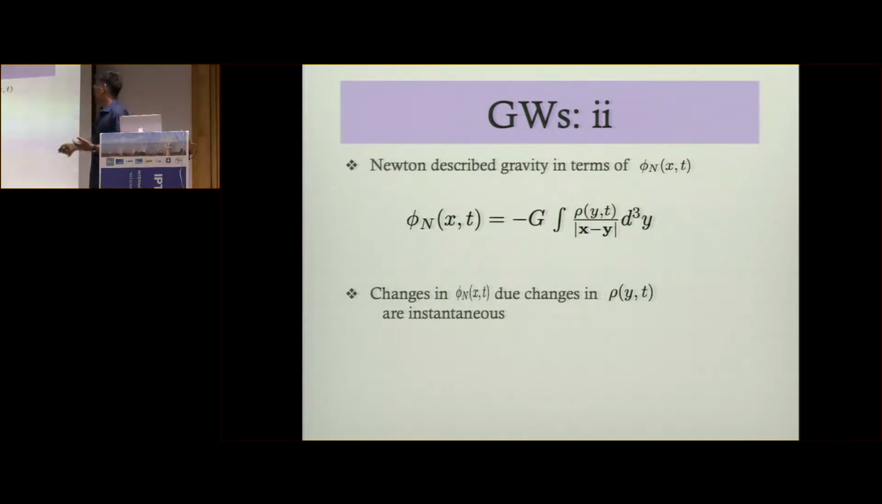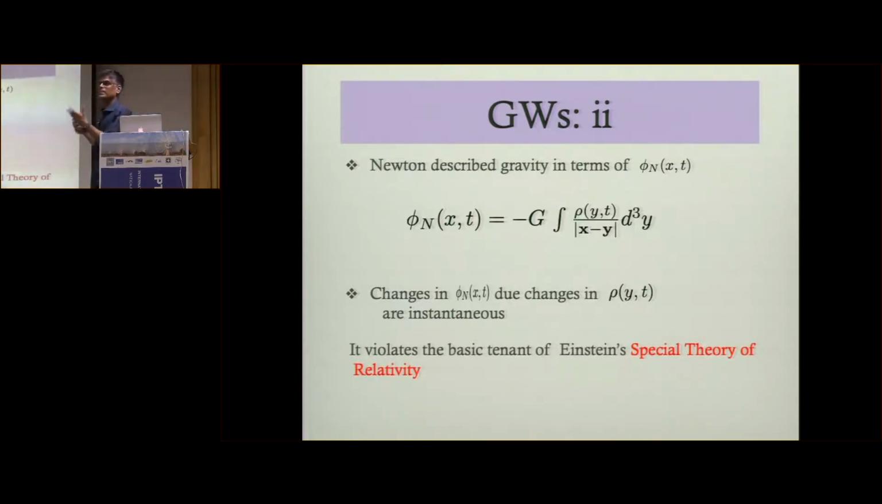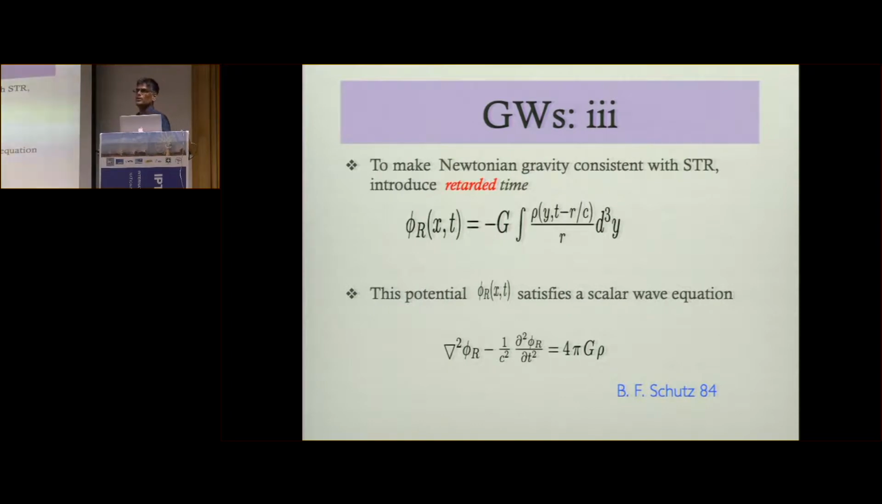But if you look at this carefully, you will see that changes in the matter distribution propagate instantaneously to the field point, and that's not very nice because it violates the basic tenet of special relativity: any information, and gravitational interaction carries information, should propagate with a finite velocity, the speed of light. So we need to worry about it, and that's why this field theory description was constructed by going beyond the special relativistic consideration. But we can actually do without going into all that.